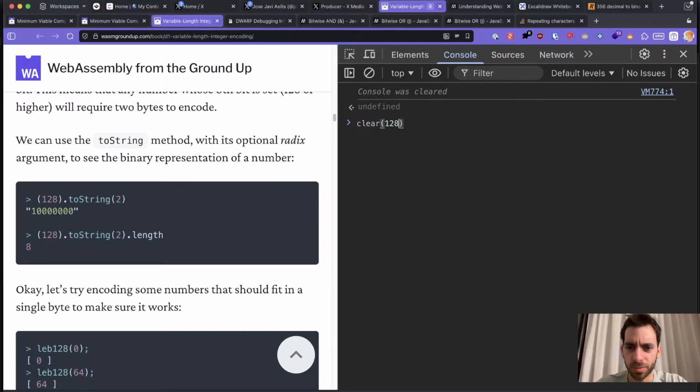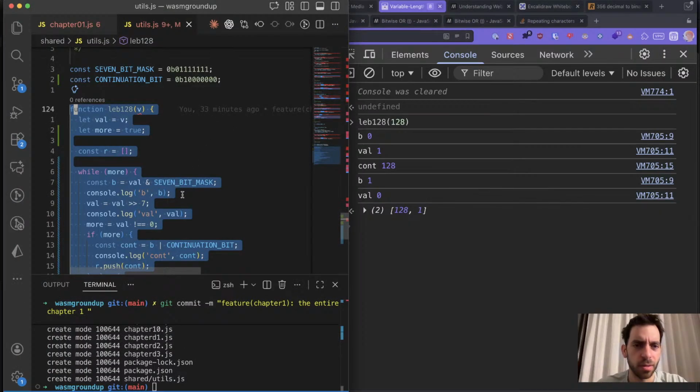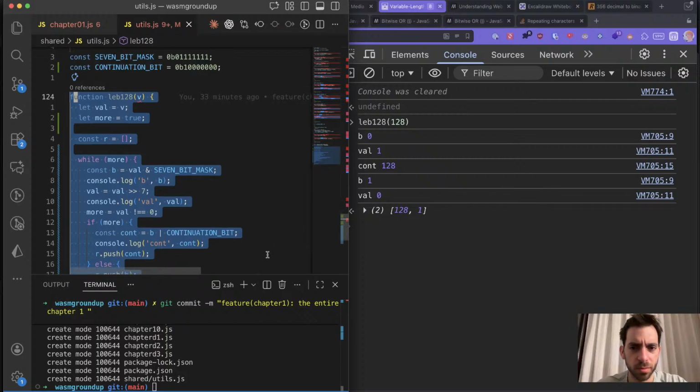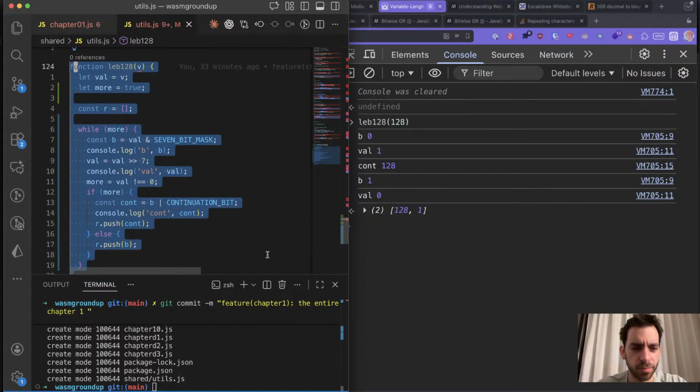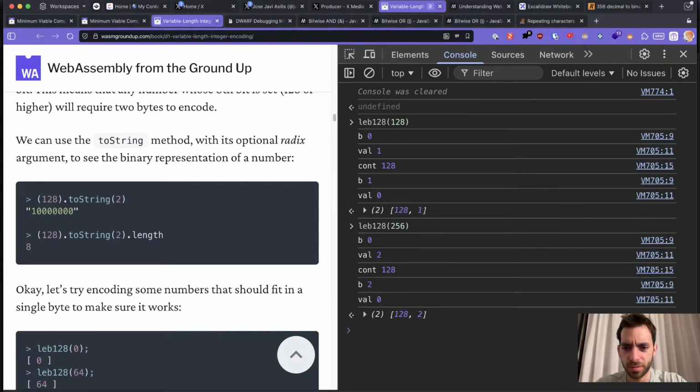So if I say 128, b equals 0, which means it shifted everything, val equals 1, continuation, cont, 128. B equals 1, val equals 0. So if I say 256, 128.2. Really? So 129.